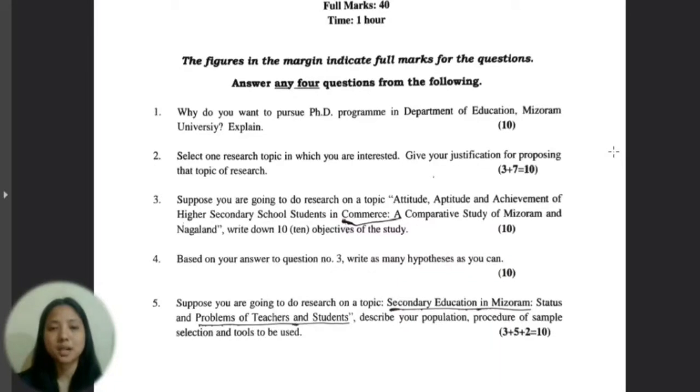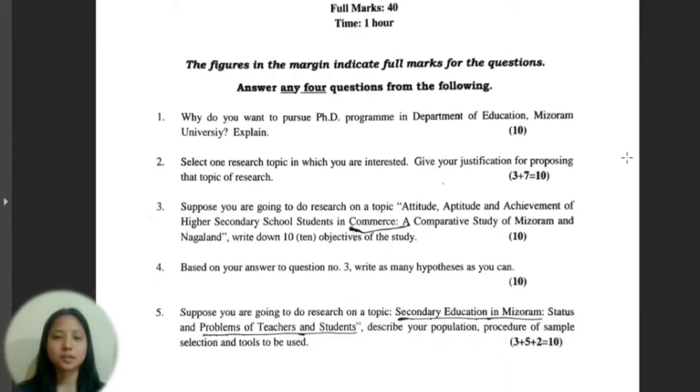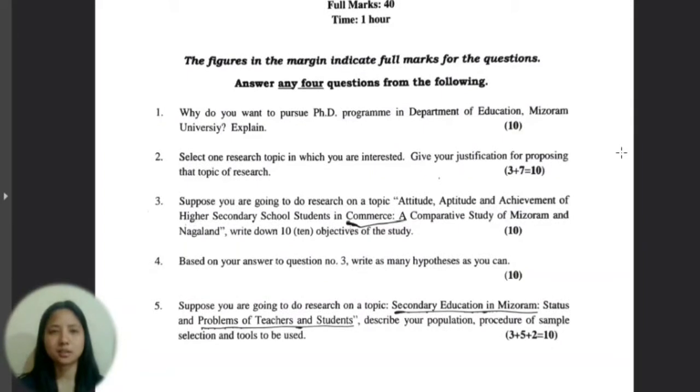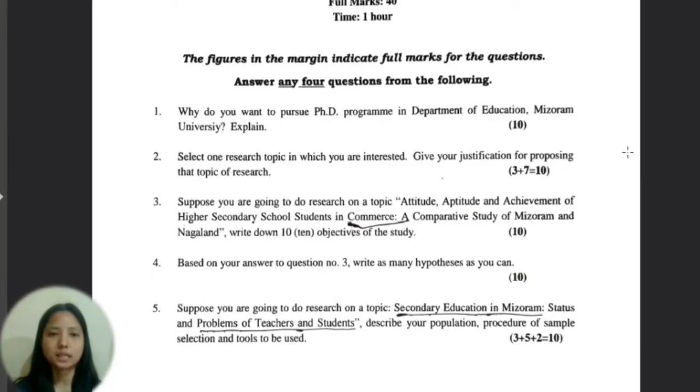So here you need to do some background research about the positive aspects. Here you can also write down some innovative research that has been carried out in the Department of Education, as well as when you look at the National Institutional Ranking Framework, Mizoram University has been consistently falling under the top 100 universities in India. So you can also write such kind of positive aspects about the university.